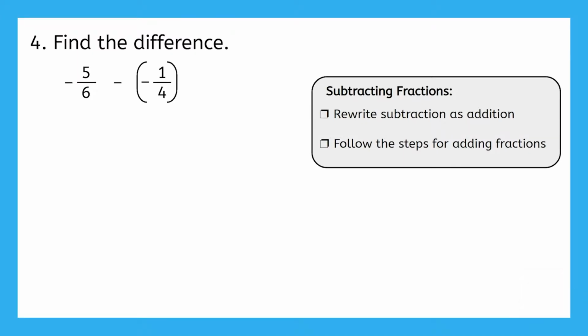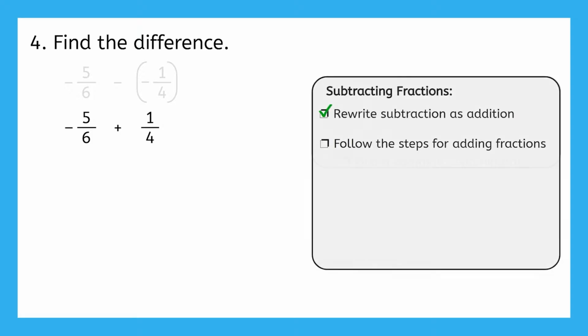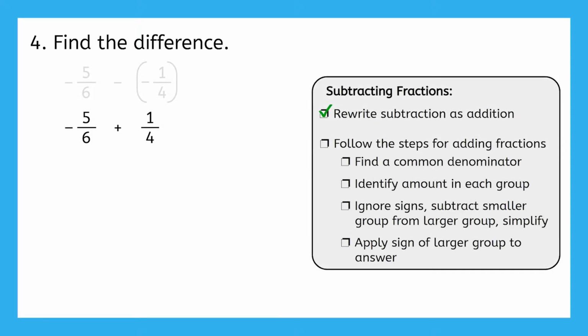All right, check your work. First, change the subtraction to addition by adding the opposite, making this negative 5/6 plus 1/4. Now, follow the steps for adding values with different signs. The denominators are different, so find a common denominator. The LCM of 6 and 4 is 12, so we can rewrite our fractions as negative 10 twelfths plus 3 twelfths.